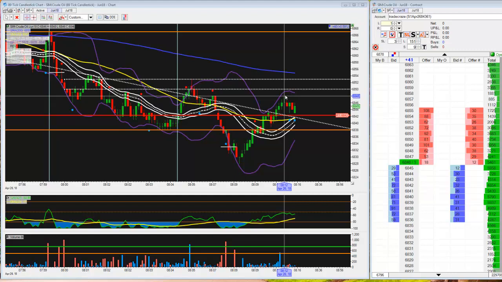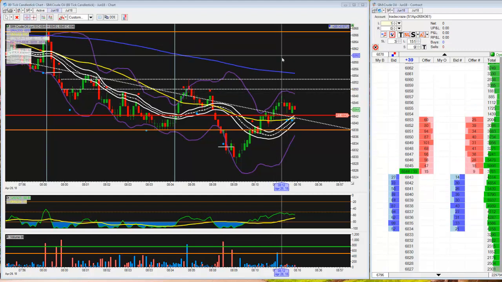Okay, so we got a GAN signal on the charts here. It was here, to be able to shoot up.